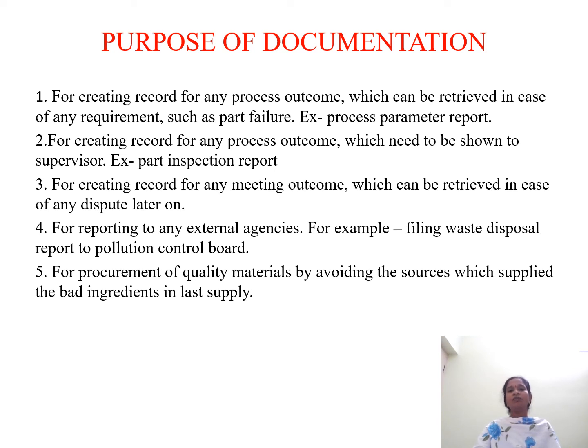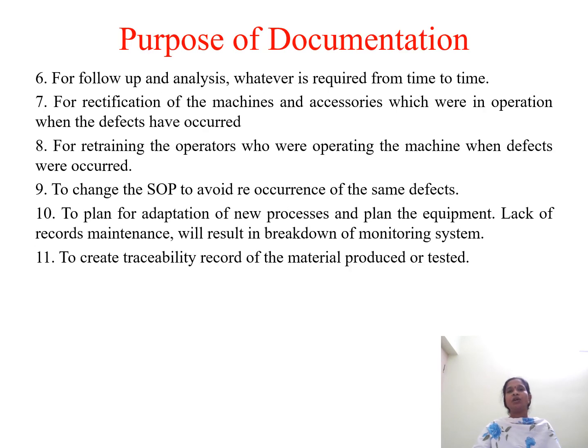For procurement of quality materials by avoiding the sources which supplied bad ingredients in their last supply. Also for follow-up analysis, whatever is required from time to time, and for the rectification of the machines and accessories which were in operation when the defects had occurred, and also for retraining the operators who were operating the machines when defects occurred, to change the standard operating procedure to avoid reoccurrence of the same defects, and to plan for adaptation of new processes and new equipment. Lack of record maintenance will result in breakdown of the monitoring system. And to create a traceability record of the material produced or tested.